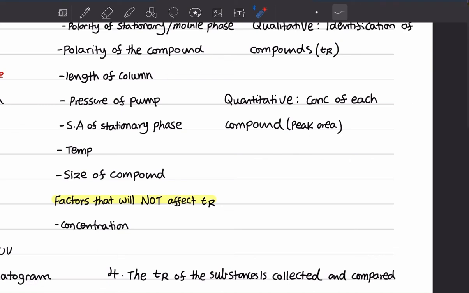But one crucial thing that you might want to know is that the concentration does not affect HPLC, since the analysis of the compound is primarily based around their difference in polarity. And obviously, you would know that is independent of concentration.